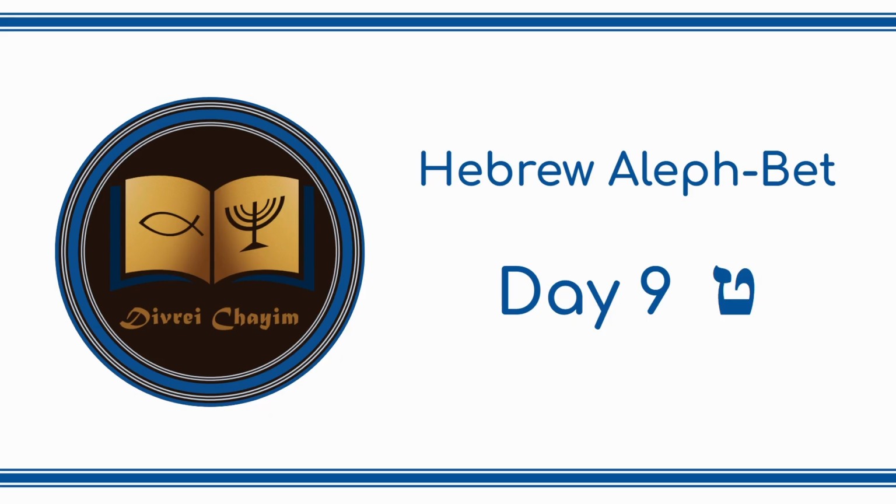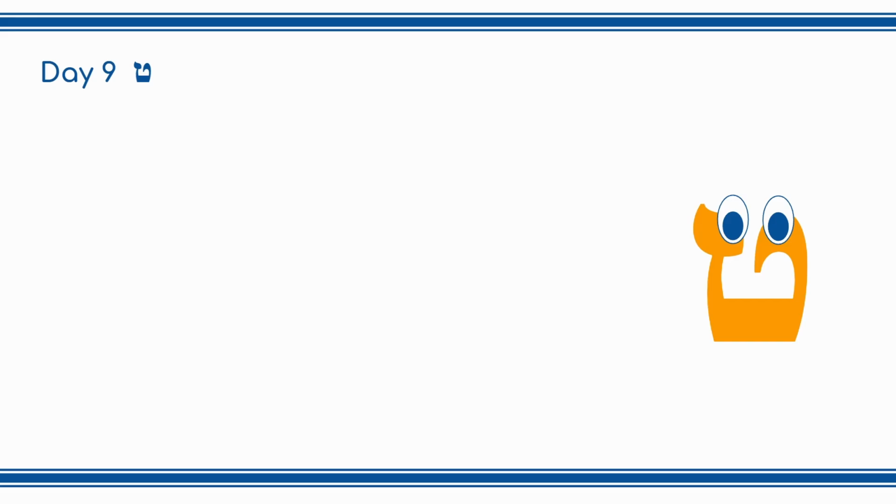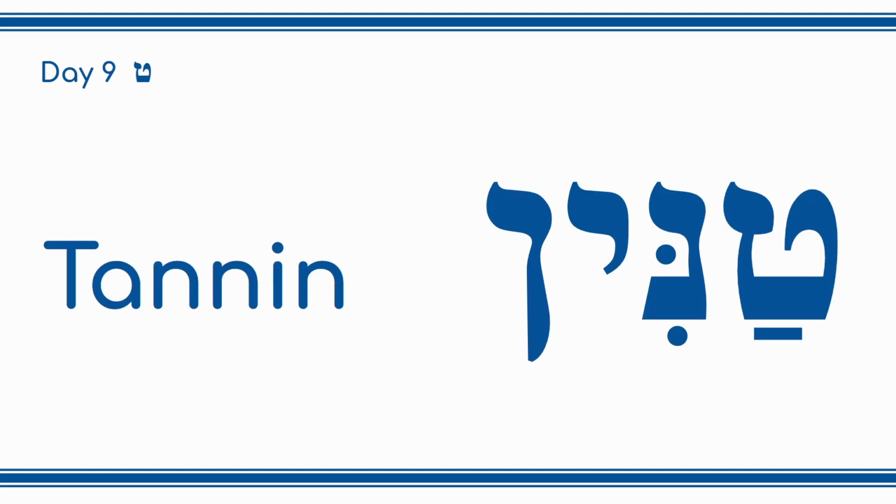Today's letter is the letter Tet, and Tet makes the sound of the English letter T as in top. So it makes a T sound, T. So that's the sound of the letter Tet. And we're going to take a look at a word that has the letter Tet in it.